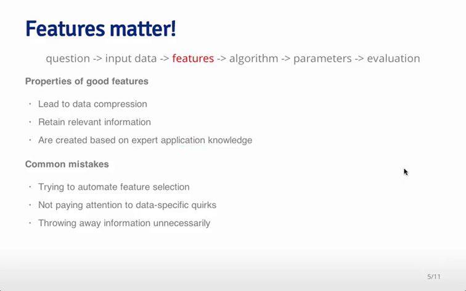Some common mistakes are trying to automate feature selection in a way that doesn't allow you to understand how those features are actually being applied to make good predictions. Black box predictions can be very useful. They can be very accurate, but they can also change on a dime if we're not paying attention to how those features actually do predict the outcome. Not paying attention to data-specific quirks is another problem that can come up. In some cases, a particular data set might have outliers or weird behavior of specific features, and not understanding those can cause problems. And obviously, throwing away information unnecessarily is not a good idea.